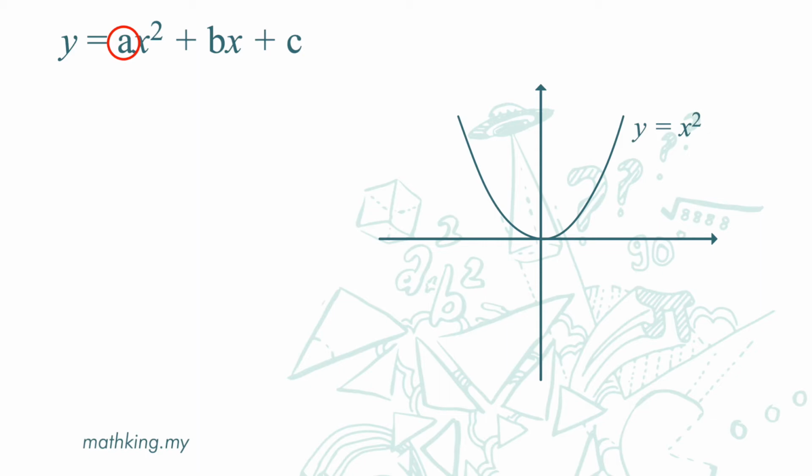This is the graph of y equal x squared. Here, a is 1. What does the graph of y equal 2x squared look like? Let's look at these points. For y equal 2x squared, all the y values of these points are going to be multiplied by 2. The point in the middle is unchanged because the y value of that point is 0, and 0 times 2 is 0.